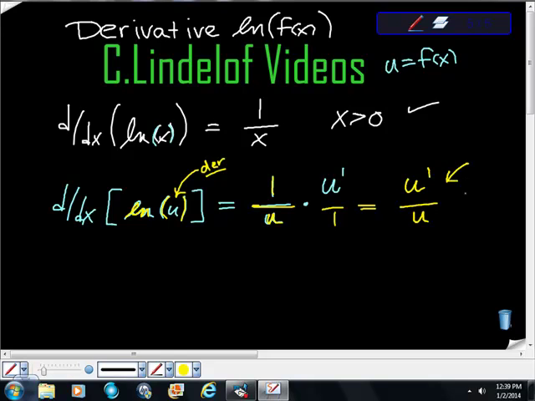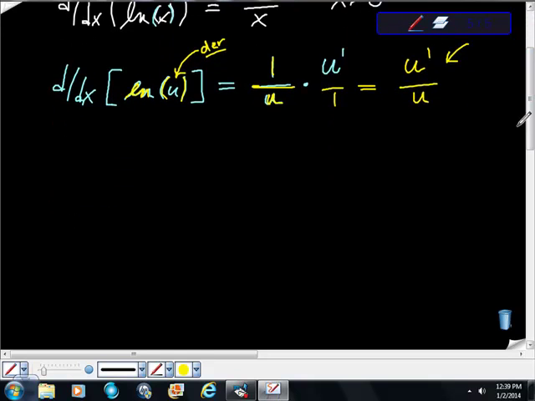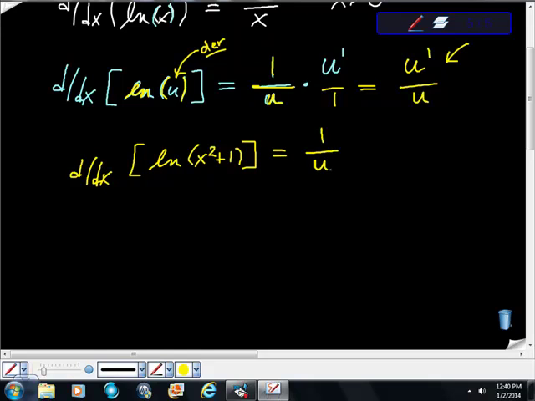So what it ends up looking like is u prime over u. This pattern is crucial. I hope that you'll remember this pattern, because if you do, it's going to really pay off for you. So let's try one. Let's find d/dx of ln of (x squared plus 1). Well, remember, it's going to be 1 over u, where u is whatever is the inside part, times u prime.